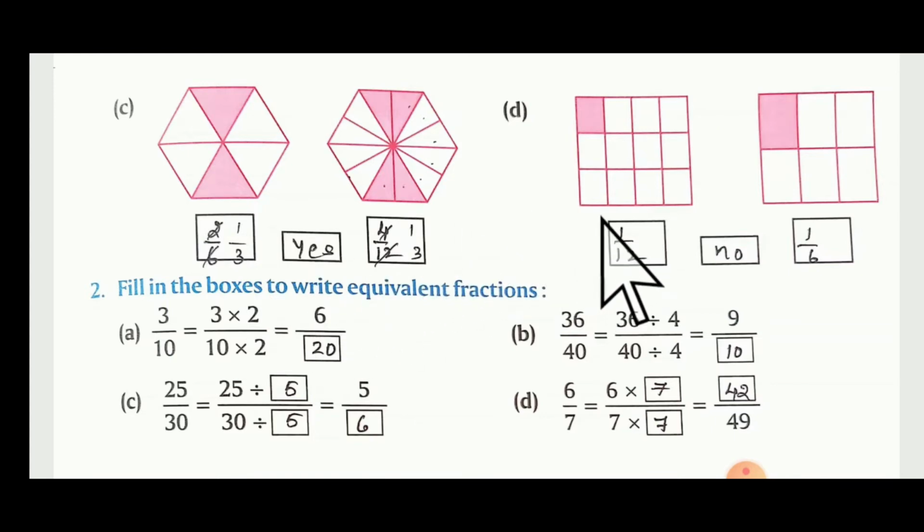Similarly, see the D. Total 12 parts are there. Out of that, 1 is shaded. And then 1 is shaded and 6 parts are there. So there is no similarity. It is no.